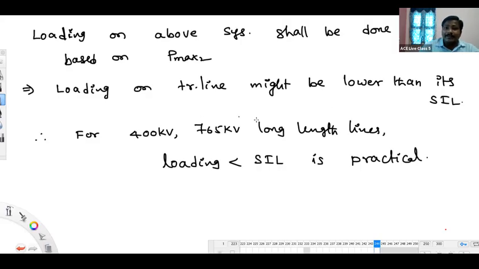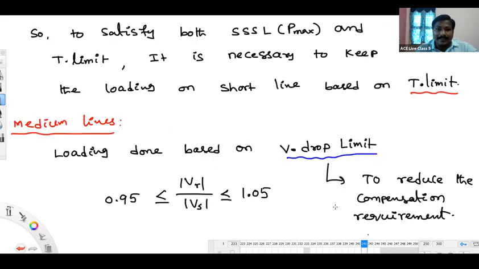Particularly for 400 kV and 765 kV long lines, loading less than SIL is practical. For medium lines, you are forcing the voltage to be kept within limits, which means you are attempting to keep the voltage close to 1 per unit. Keeping this ratio close to 1 per unit means your aim is to keep mod VR close to mod VS. If you are attempting that, you should go for loading equal to SIL in the case of medium lines.